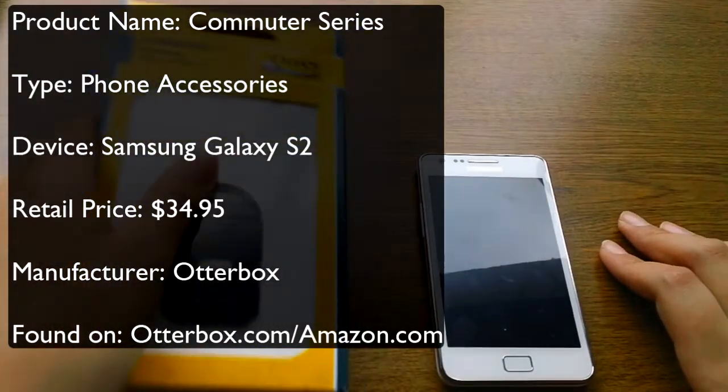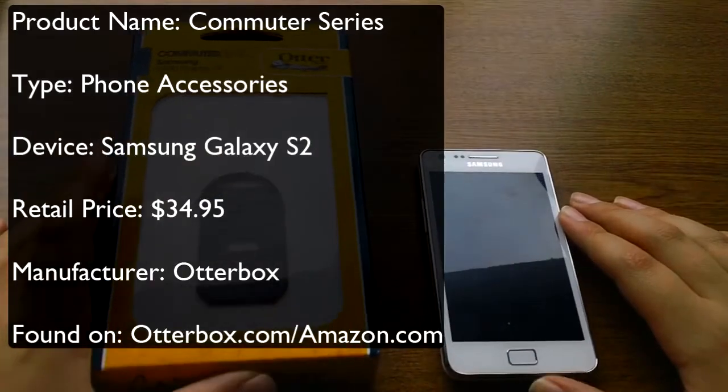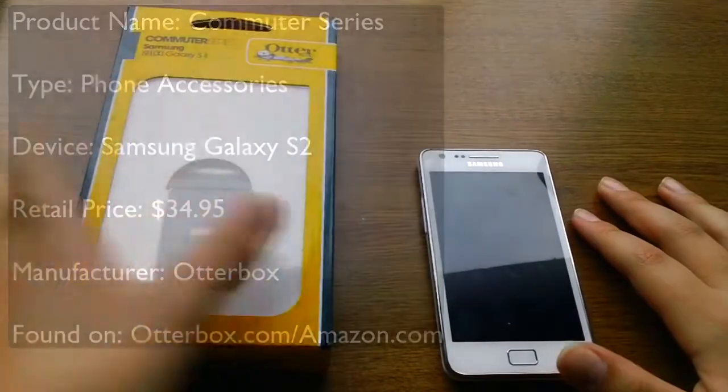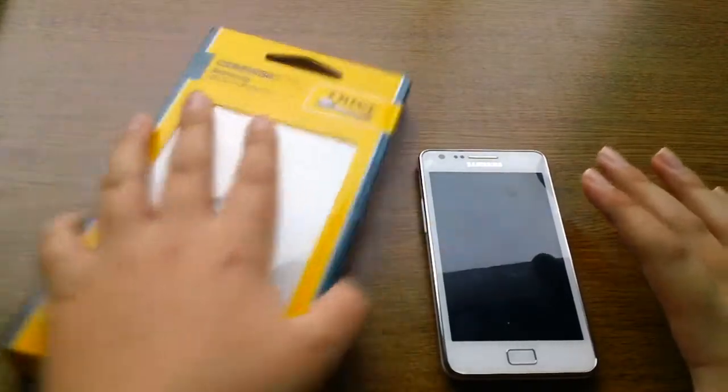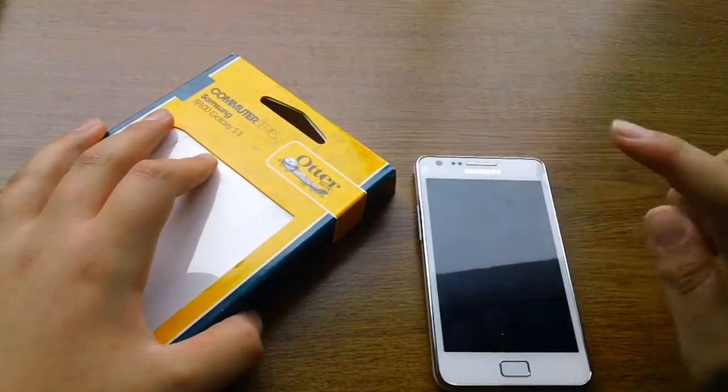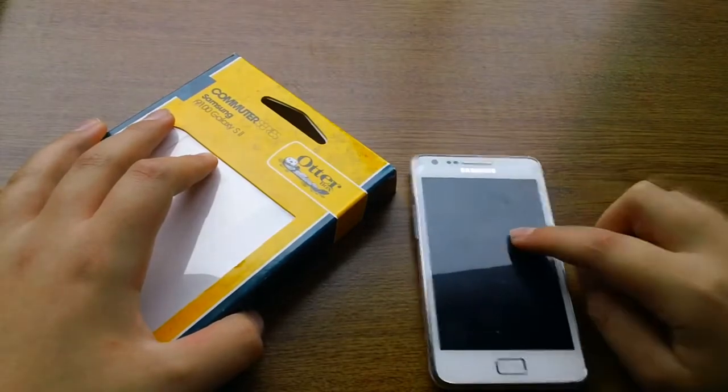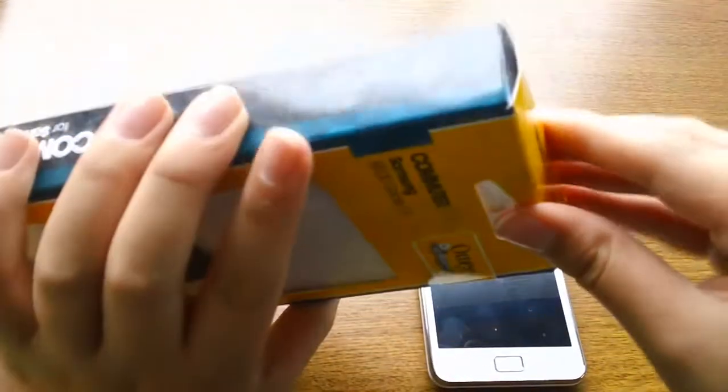This is the video review of the Otterbox Commuter series for the Galaxy S2 smartphone. So let's get right into it. This is a case that I bought around 3 or 4 weeks ago, and I'm glad to say that it's a great case. So we're gonna start with opening up the packaging and stuff.